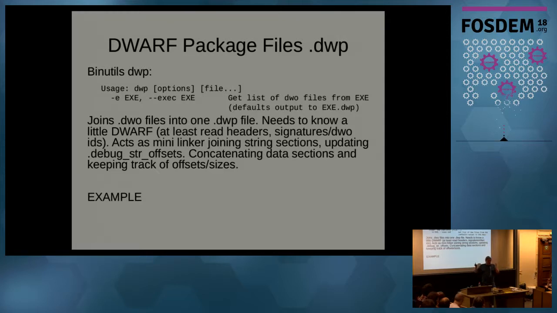It reads the Dwarf data, it sees all the references to the DWO files and adds them together. It acts as a kind of mini linker because string sections make up so much that you really do want to merge all the strings. But it's nice because you only have to update the offset table, and because you concatenate the data sections, luckily you only have that one relocation against it.